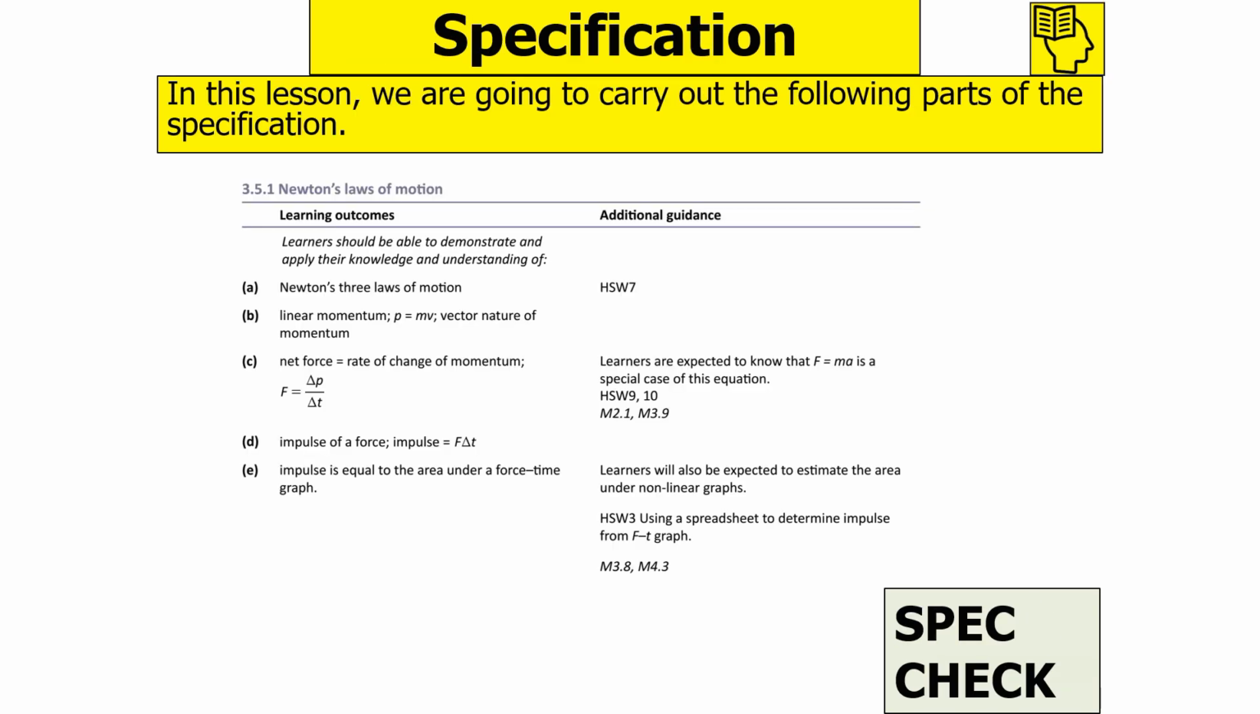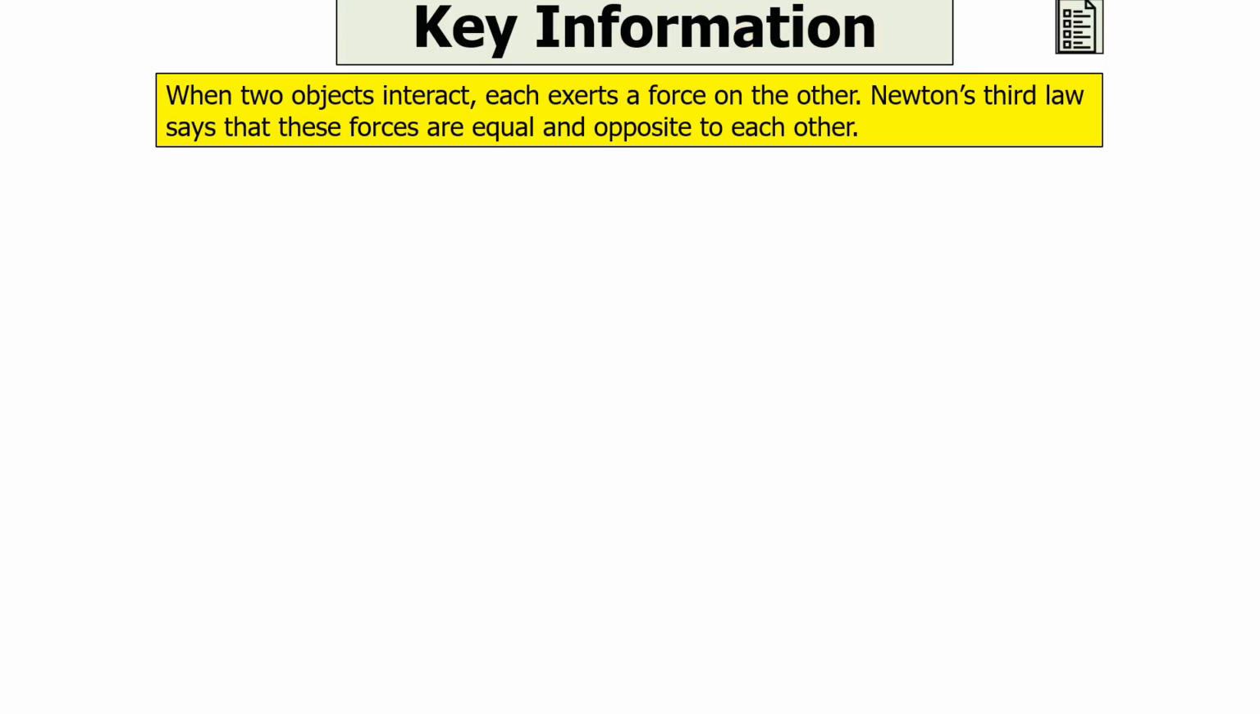So in this lesson, we're going to be looking at the following parts of the OCR A-Level Physics specification. 3.5.1 Newton's laws of motion. Now, when two objects interact, each exerts a force on the other.